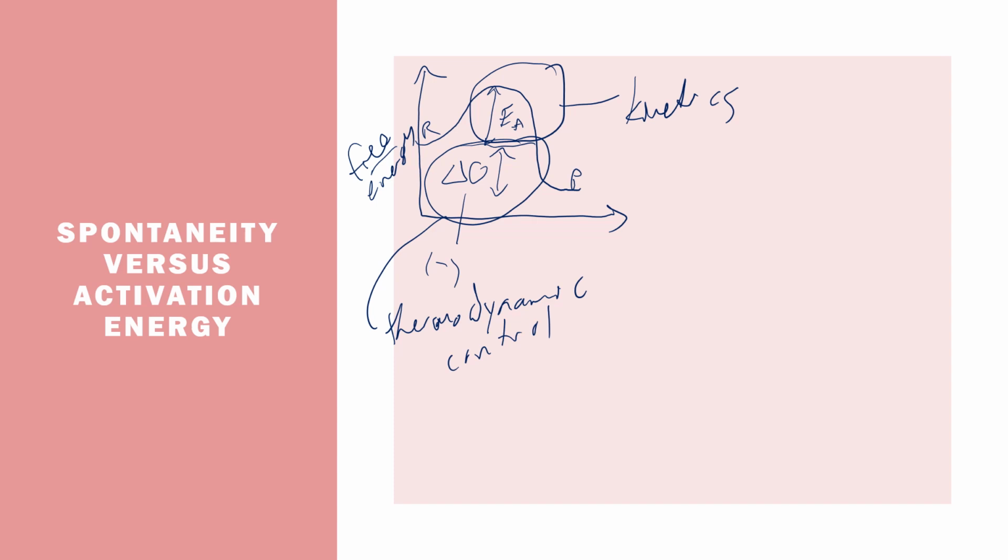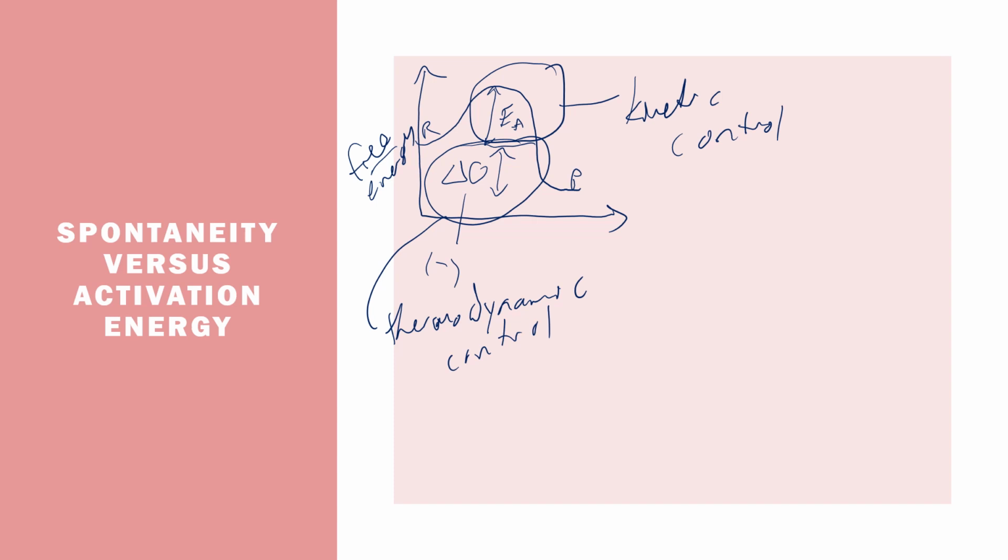So you can have a reaction that has a negative delta G, that has thermodynamic favorability, but it still doesn't happen. And the reason it doesn't happen is if it doesn't have enough energy to get over the hump, to exceed the activation energy barrier. And so if it doesn't have enough activation energy, we call that kinetic control for the reaction.